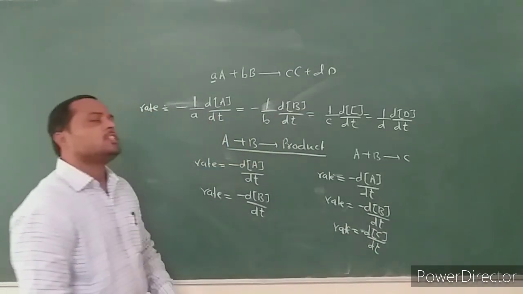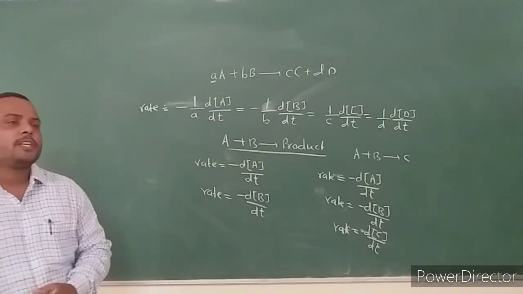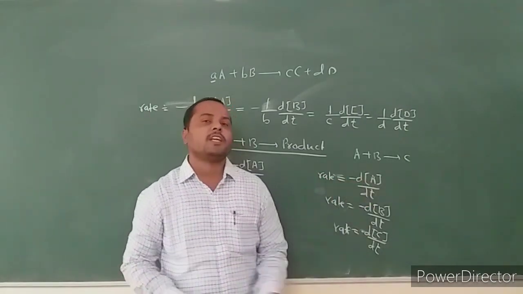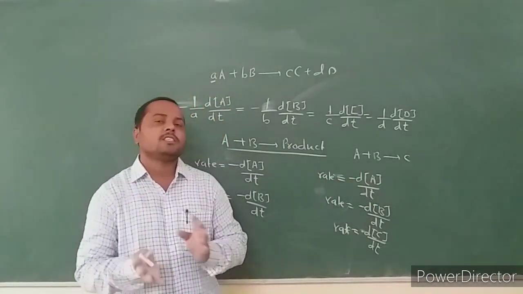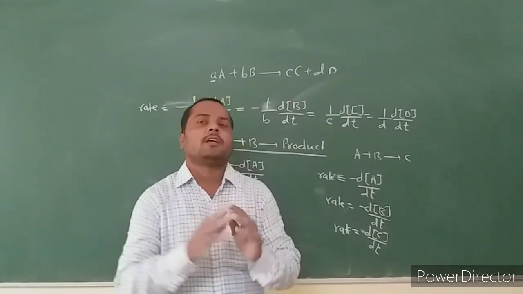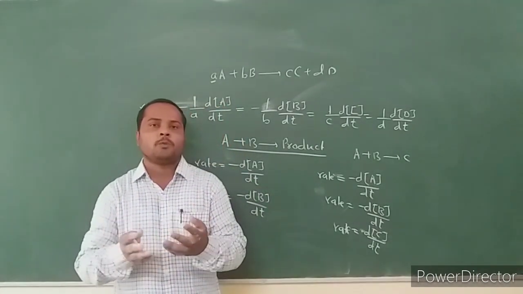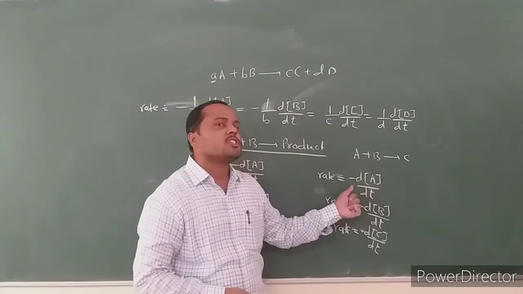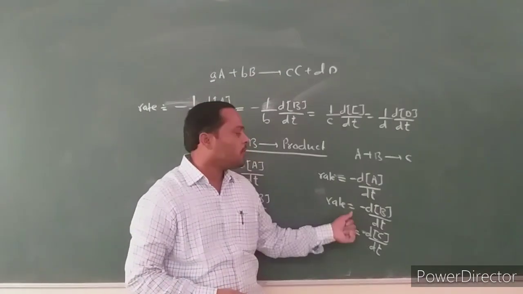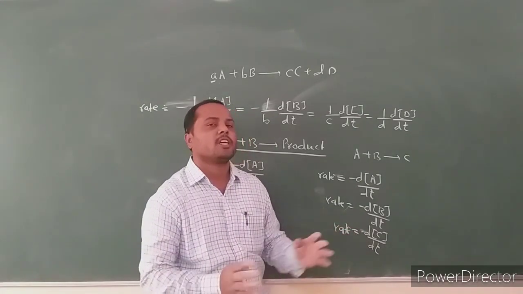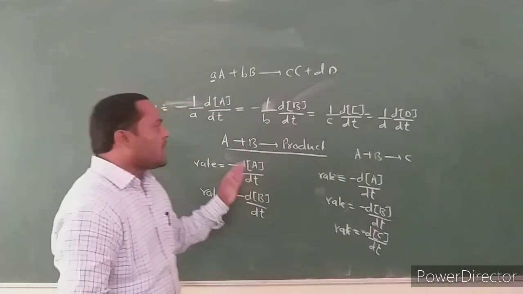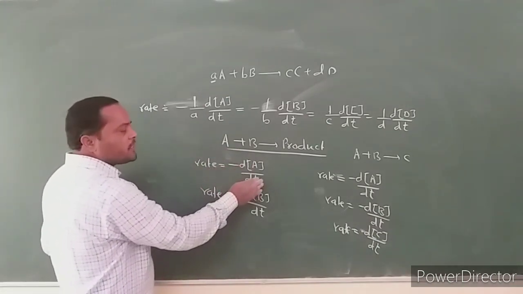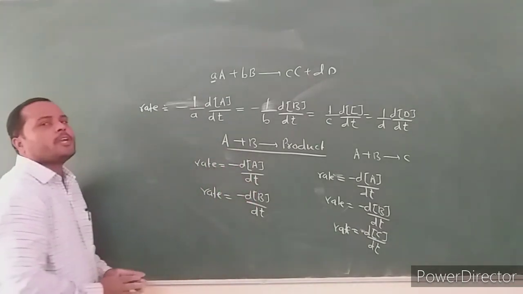This means that for a reaction involving two or more reactants or products, the rate of reaction is expressed by the decreasing concentration of any one reactant in unit time, or the increasing concentration of any one product in unit time. This is how to express the rate. For this reaction, rate is equal to minus dA upon dt and rate is equal to minus dB upon dt.